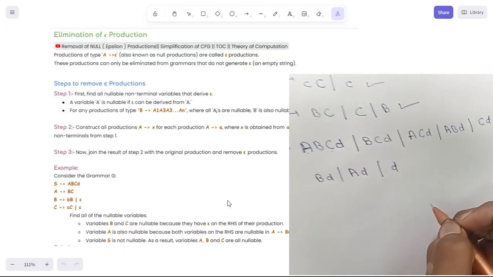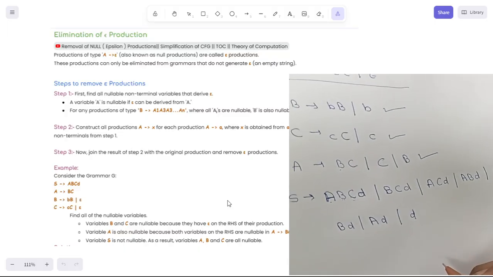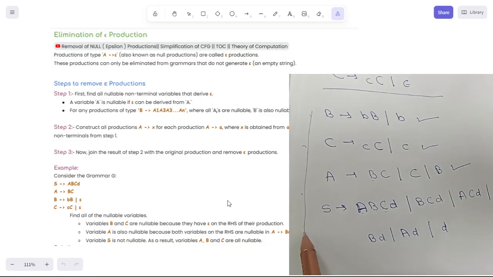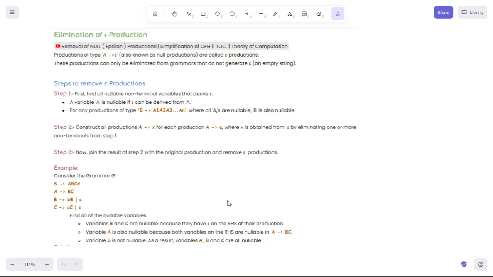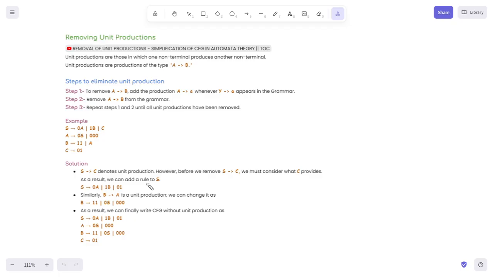So all these production rules will be there for S's production, right? So these will now become our new productions, and this whole example will not have any epsilon production or null production. So that's how we solve elimination of epsilon production. Now, two things are done. Let's go to the third one, which is removing unit productions.